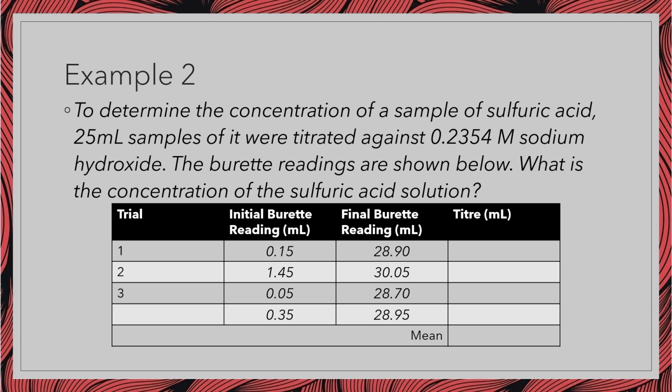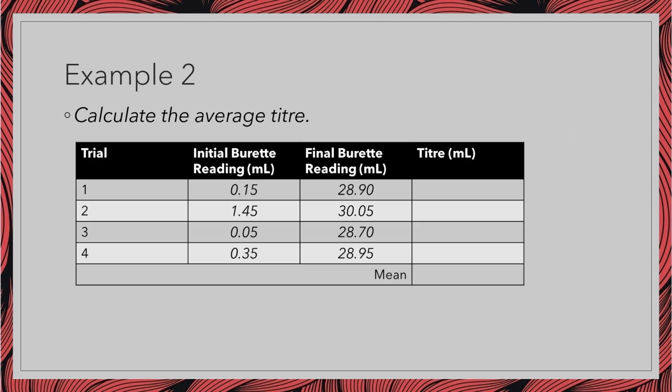So here we've got some initial burette readings. I've made all of them non-zero so that you actually have to do maths. So remember, first things first, doing our titers: final take away initial. Then look for any outliers, then calculate the average. So here we have 28.75, 28.6, 28.65, 28.6.